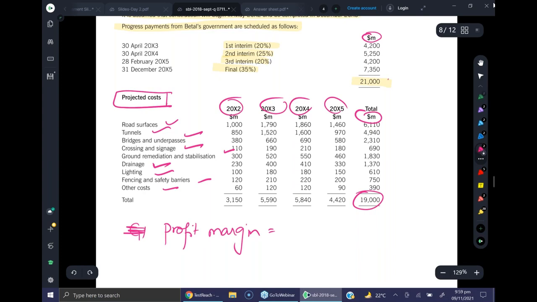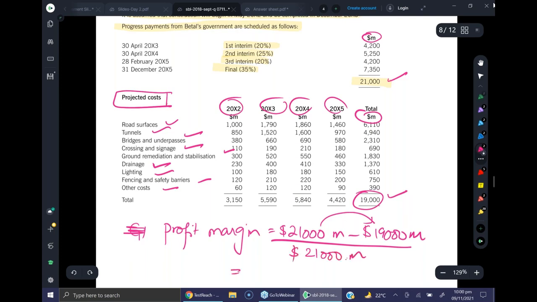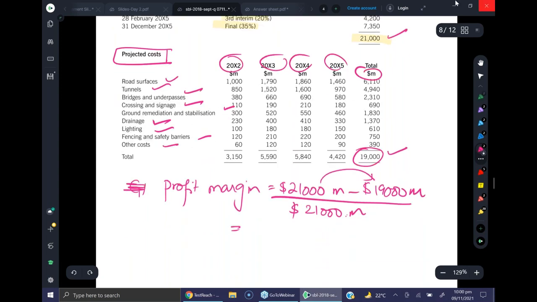The profit will be income minus expenses. So 21,000 million minus $19,000 million, which will give you the profit or surplus, divided by $21,000 million. So what will be the profit margin? Can you guys quickly make this calculation and give me the answer? Basically, in order to get the professional skills marks, you can show some additional calculations as well. Yes? And it's pretty straightforward.